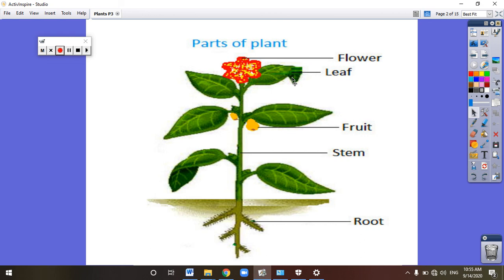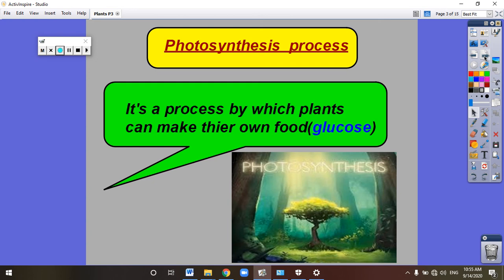Yes. Do you feed your plant at home? No. Why? Why can you not feed your plants? Because plants can make their own food. What is the meaning of that? Plants don't need anybody to feed them.